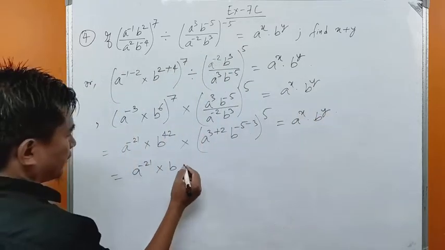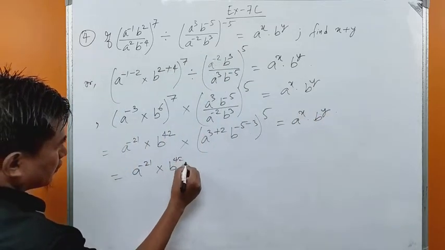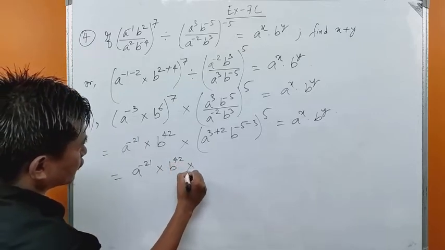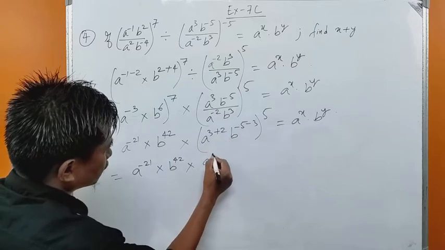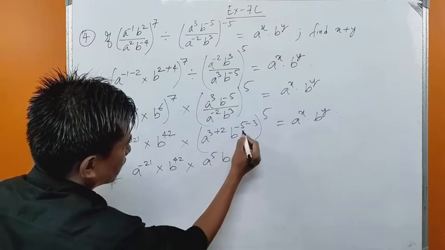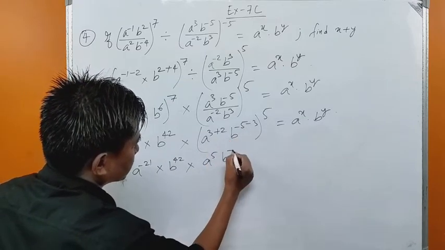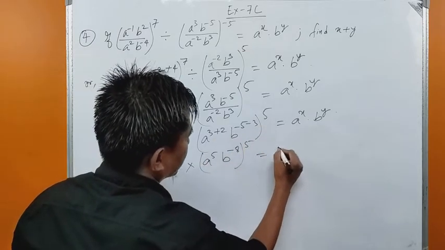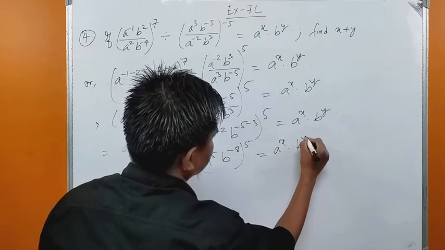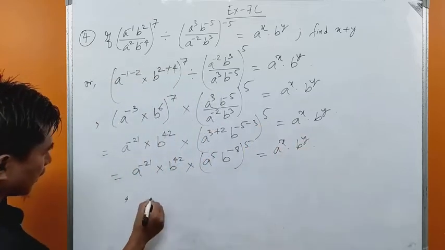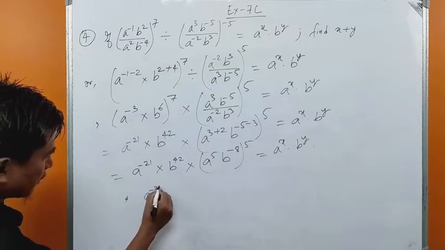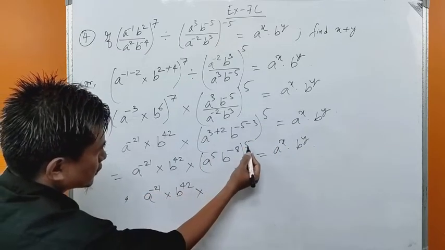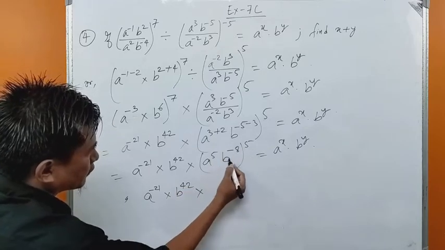Okay, b to the power 42. This is 42 into, now a: 3 plus 2 is 5. b to the power minus 5 minus 3, same sign, that means minus 8, whole to the power 5, equals a to the power x into b to the power y, or a to the power minus 21 into b to the power 42 into this power. Now we put individually to a and b.